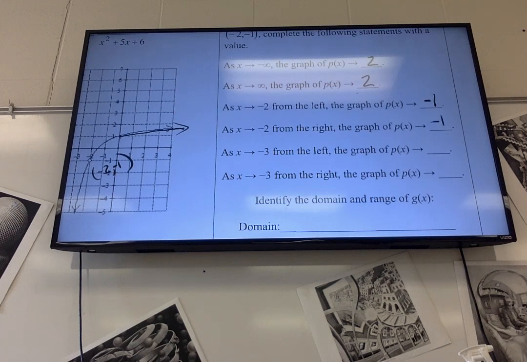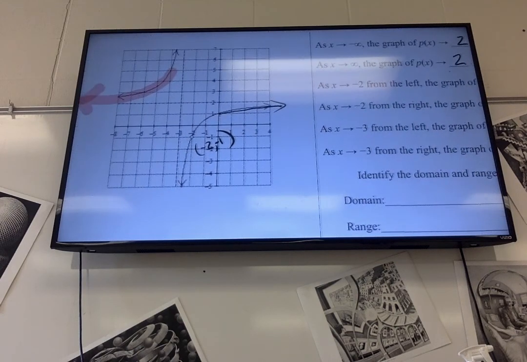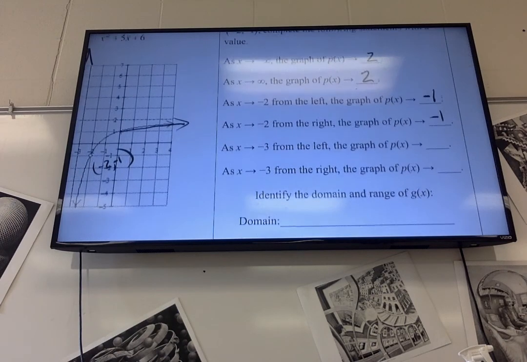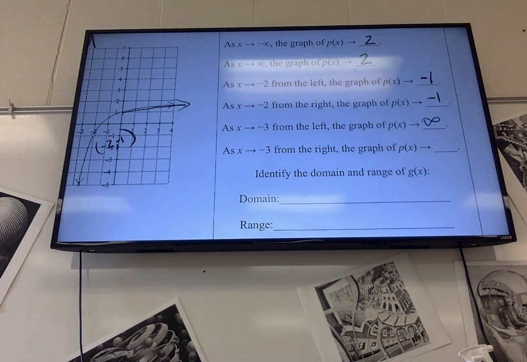10 as I approach it from the other side. Kendrick, as x approaches -3 from the left, what's the graph doing? Yeah, it's going to infinity. It's going up. As I approach it from the right, Rebecca, what's it doing? Negative infinity. Yep, it's going down.